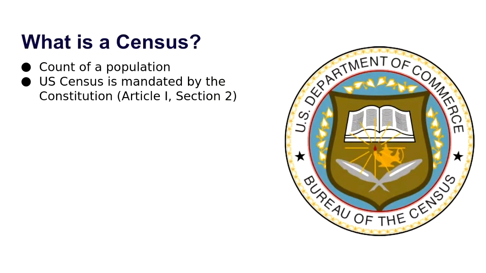Ours is a little different because not only is it used for taxation, which is the historical use for a census, ours is also used for representation. We'll talk about that here in a minute. Our census is mandated by the Constitution in Article 1, Section 2, and we do it every 10 years. So every time there's a year that ends in 0, we're going to have a census. So when did we start doing the census? The first census was in 1790.